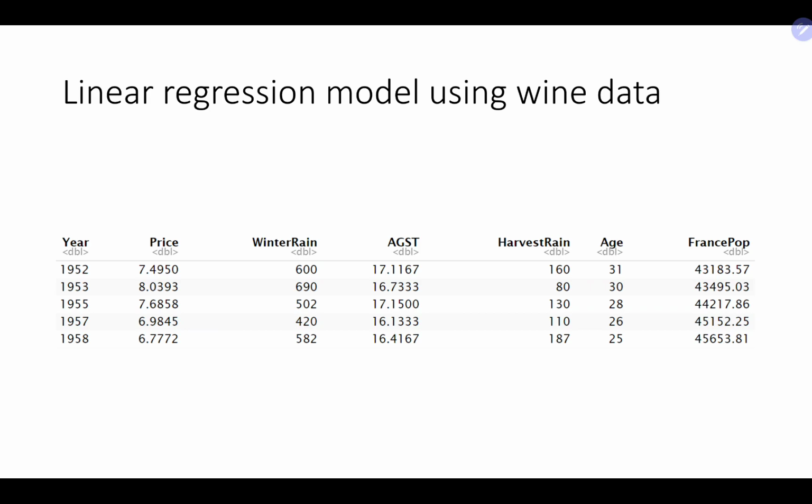how much of a winter rain happened, the average growth season temperature, this column here, the harvest rain, so how much of a rain happened during the harvest period, the age of the wine, and then the population of France in that year. So from the age you can tell that the year is basically the year the wine was harvested, or produced, let's say, made ready. And in 1952, if the age of the wine is 31, if you add them up, you get 1983. So this data is from 1983, right?